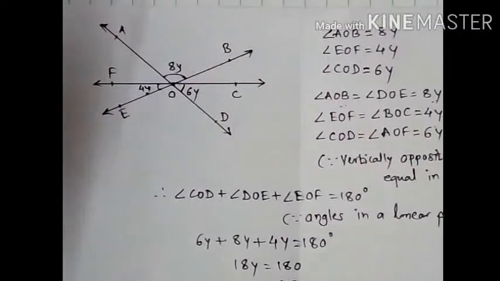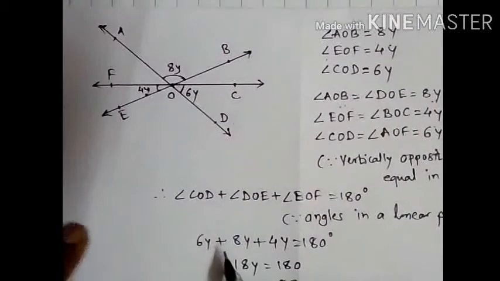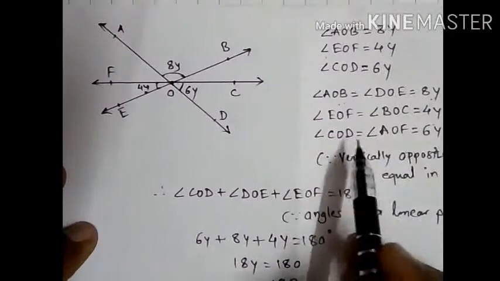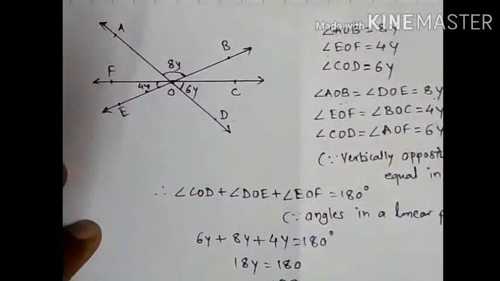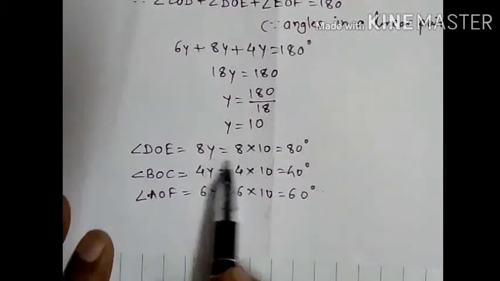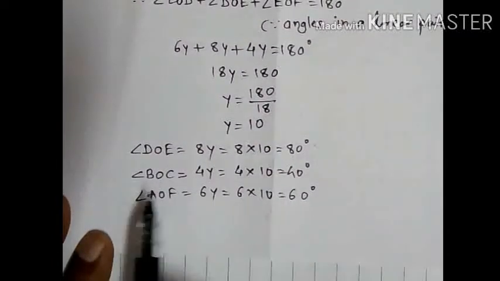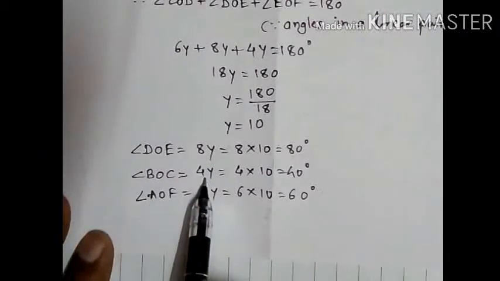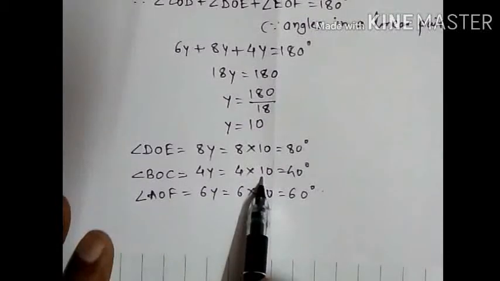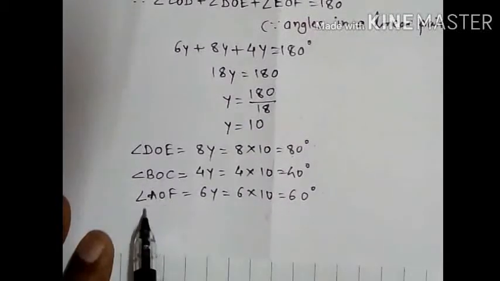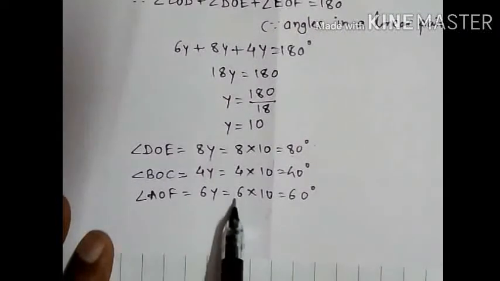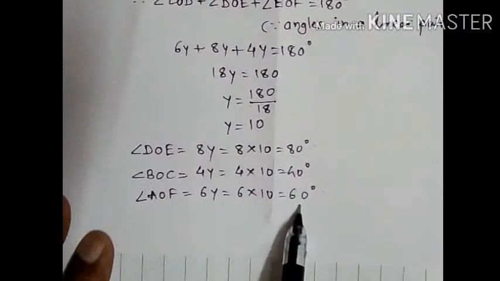For example, angle DOE. Therefore angle DOE is equal to 8y. Therefore 8 into 10 is equal to 80 degrees. Angle BOC is equal to 4y, that is 4 into 10. Put the value of y, is equal to 40 degrees. Angle AOF is equal to 6y. Put the value of y as 10, that is equal to 6 into 10 is equal to 60 degrees.